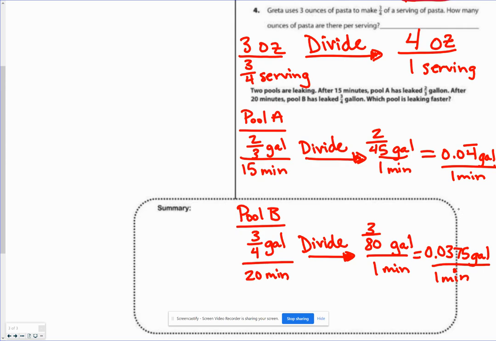Now, which one is leaking faster? So we're looking for the bigger number. Well, they both start with a 0. They both have a decimal. They both have a 0. Which is bigger, the 3 or the 4? Yep, the 4. So pool A is leaking faster.